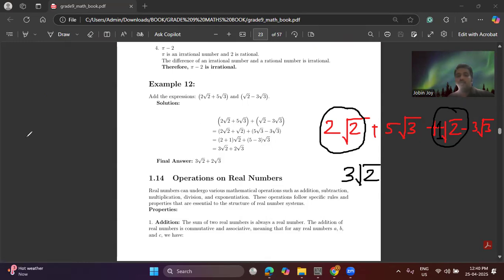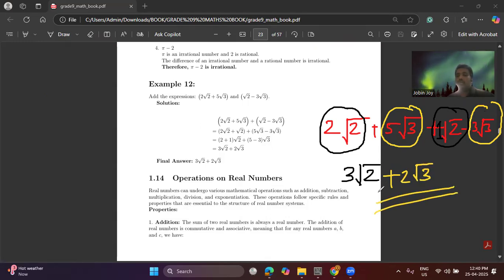And the next two like terms are 5 root 3 and minus 3 root 3. Again, these two terms are like terms. So you can take 5 minus 3. What is 5 minus 3? 2. That means plus 2 root 3. So the answer is 3 root 2 plus 2 root 3.